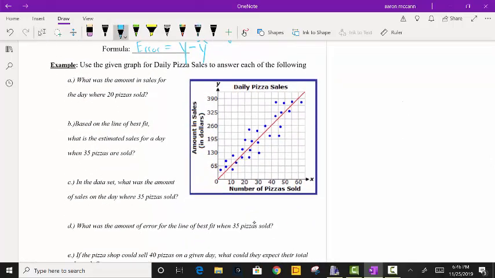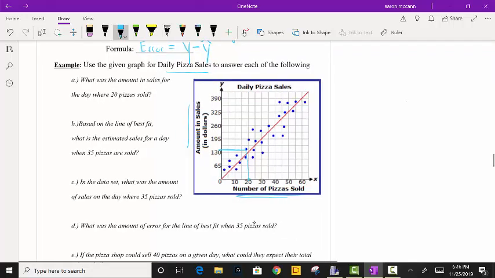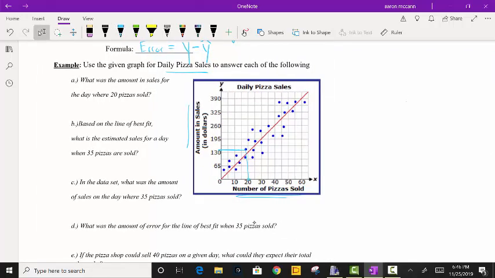So this is the graph for daily pizza sales, number of pizzas sold versus the amount of sales. So it says what was the amount of sales in the day where there were 20 pizzas sold. So when we have 20 pizzas sold, and we see that the amount of sales looks to be, I don't know, I would say probably 140. So we'll say approximately $140 to $145. Let's just go with 145. That seems to be reasonable.